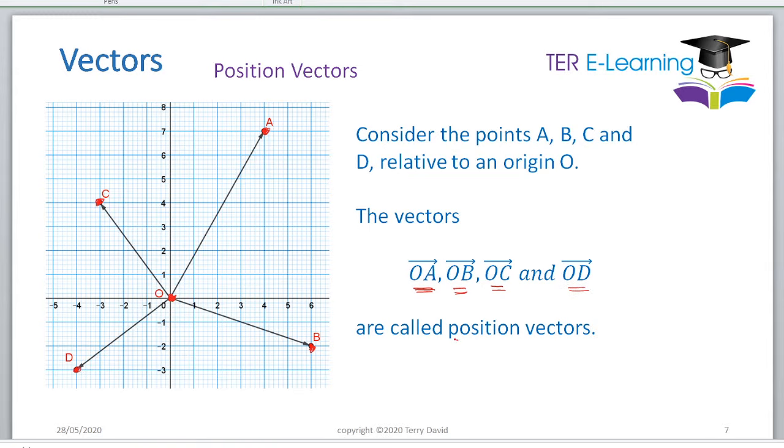These vectors are called position vectors because they are relative to the origin. The origin is this point here where the 2 axes meet. I just want you to understand the terms. Now let's try to understand what the numbers mean.